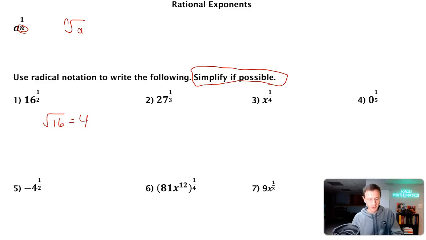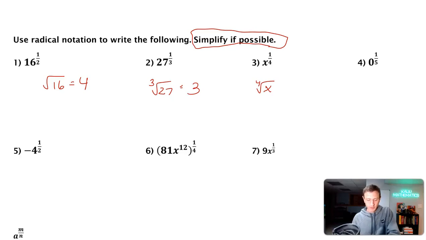So number 2, spoiler alert, 27 to the 1/3 is the cube root of 27 because the 3 is the denominator that determines our index. The cube root of 27 is 3. 3 times 3 times 3 gets you back to 27. Number 3, x to the 1/4. So that means we're going to have the 4th root of x. And we can't do anything with that. Just the 4th root of x is the 4th root of x. Can't evaluate that. Just leave it as the 4th root of x.